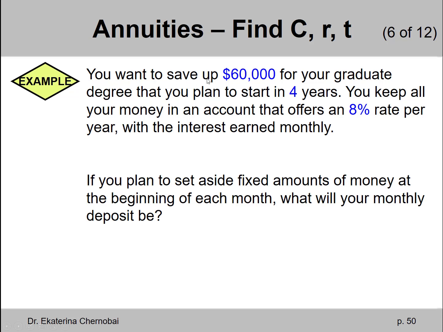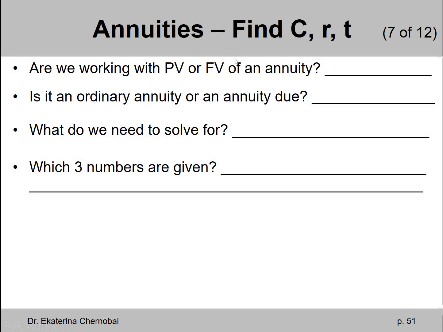So if we want to save up $60,000 for our graduate degree in 4 years, then $60,000 is in the future, right? That's our goal for the future. That's what we want to have at the end of all of our monthly deposits. So this is how you can understand that it's the future value that is known. So $60,000 is the future value of many, many equal amount deposits. And that's what the question is asking us to compute. So we are working with the future value of an annuity.